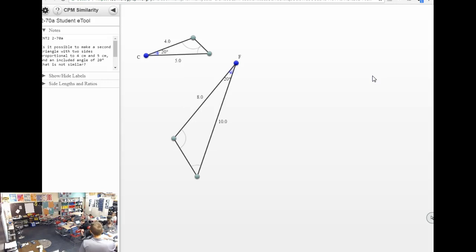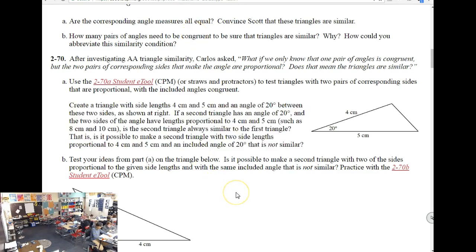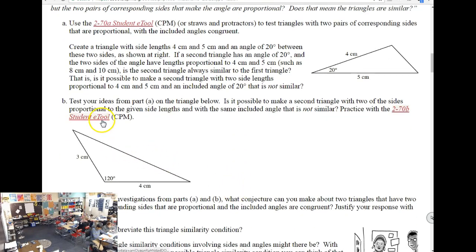Side angle side, right? Because the angle is included. The order that we would have to read this in is side angle side. So hopefully, through some rigid motions, we can map this onto the other. Well, I mean dilation. I'm sorry, I keep saying rigid. Through a sequence of transformations. All right, now go to part B.